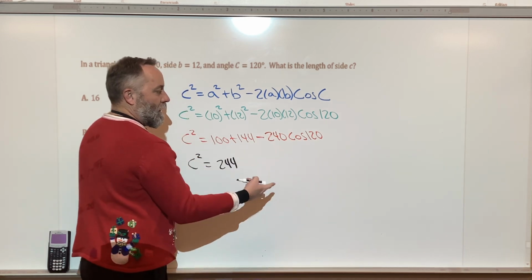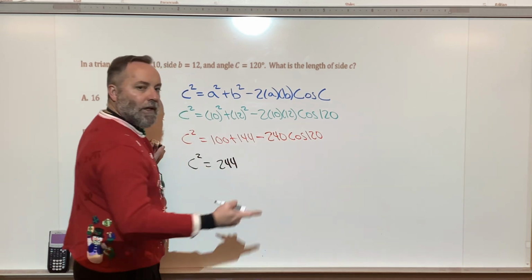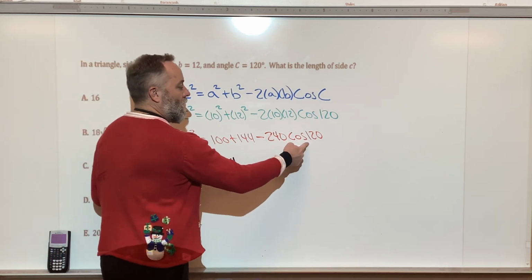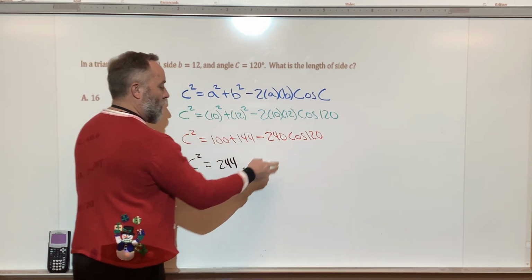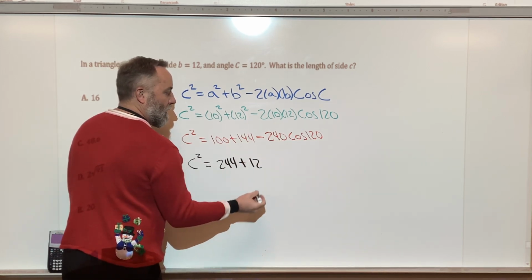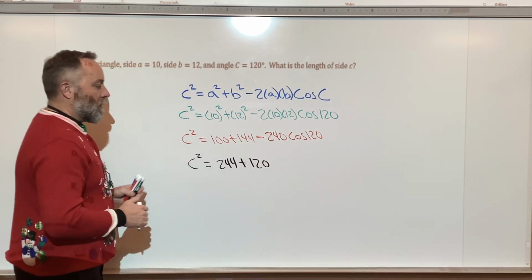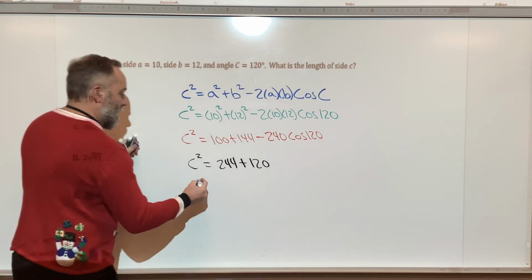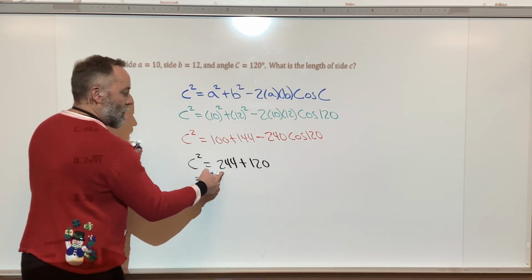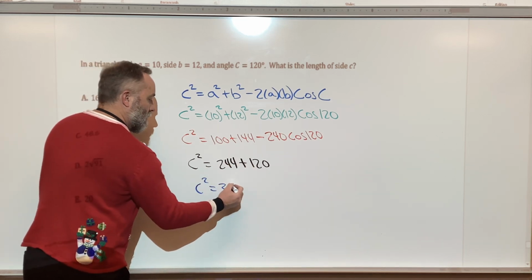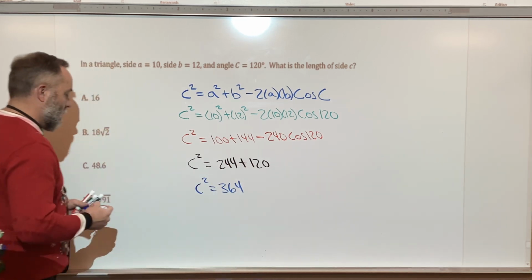If you did this on the calculator, you would find out that the cosine of 120 is negative a half. So negative 1/2 times negative 240 is positive. Half of 240 is 120. So the two negatives multiply to get a positive, and you get 120. And now we're left with C squared is equal to 244 plus 120 is equal to 364.